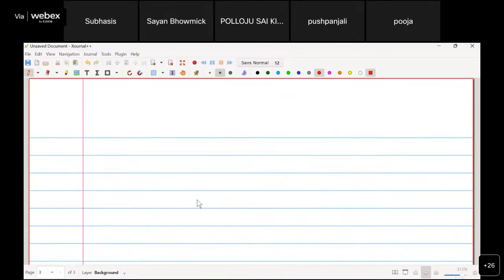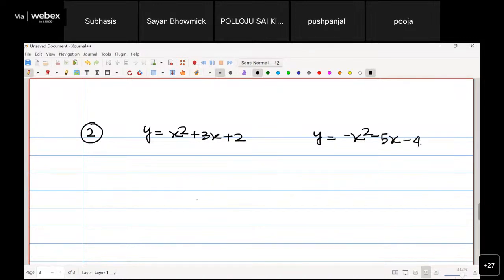So you have two parabolas. Question number 2: the first one is y equals x square plus 3x plus 2, and another one is y equals minus x square minus 5x minus 4. So this parabola is open upward, and this parabola is open downward.